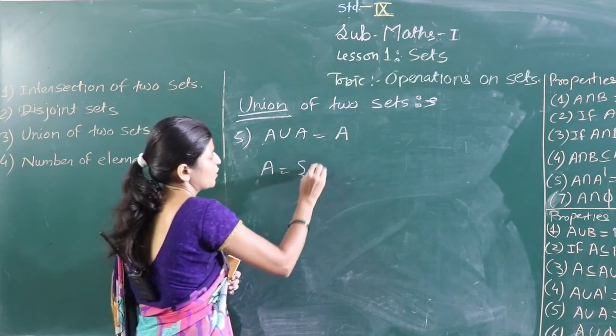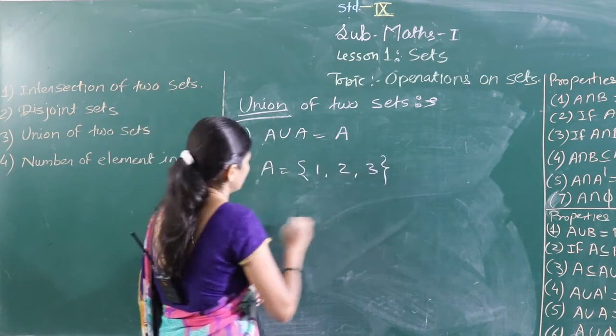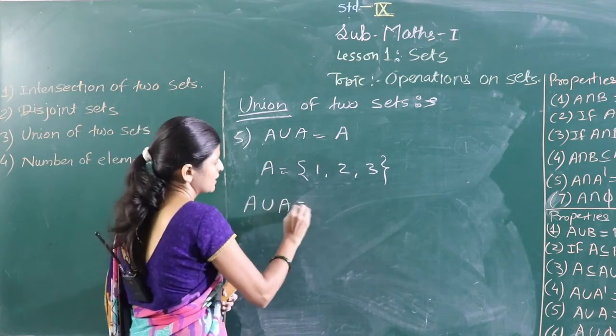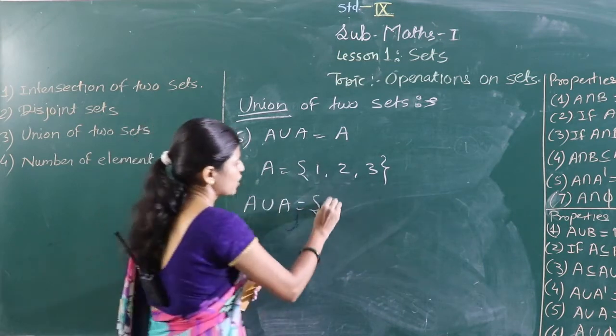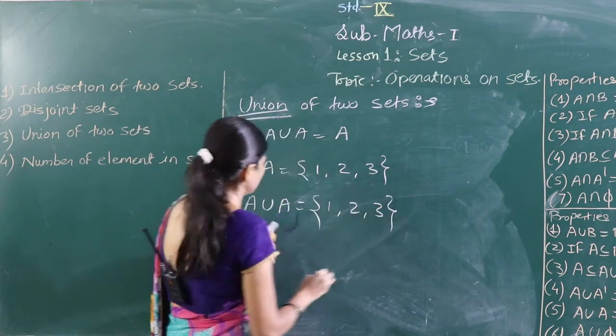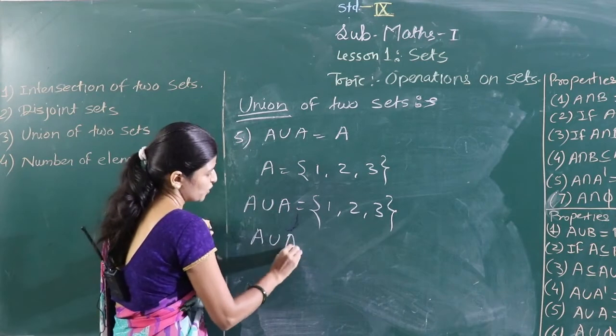Suppose A is an element of {1, 2, 3}. Then what is A union A? Common and uncommon both, a combination of both. So A's common and uncommon is 1, 2, 3 only. So from equation 1 and 2 we get this.